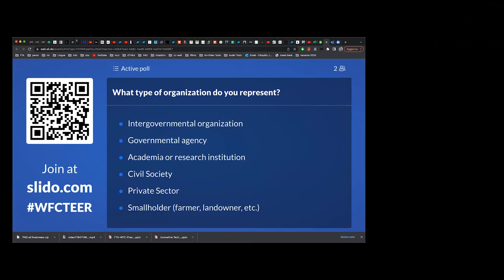So Vincent, to join Slido, the instructions are on the screen. This is also for our friends joining online. You can go either with your mobile phone or with your computer. You go to slido.com and you enter the code WFC, as in World Forestry Congress, TEER. And this will bring you to this room where you can answer the questions. We'll go one by one.